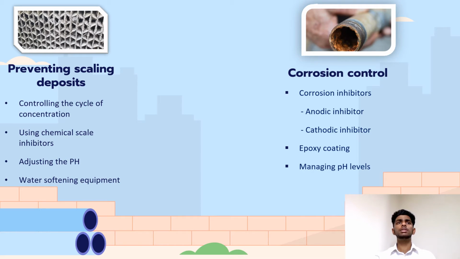Then the third is adjusting the pH. Control of scale: the pH adjustment by acid addition is a simple and cost-effective way to reduce the scaling potential. This functions via chemical conversion of the scale-forming materials to more soluble forms. And then the fourth is water softening equipment.